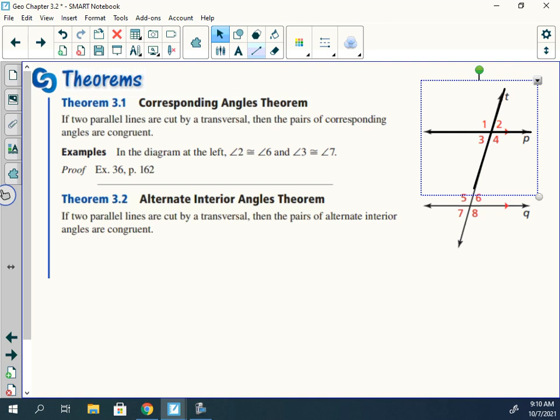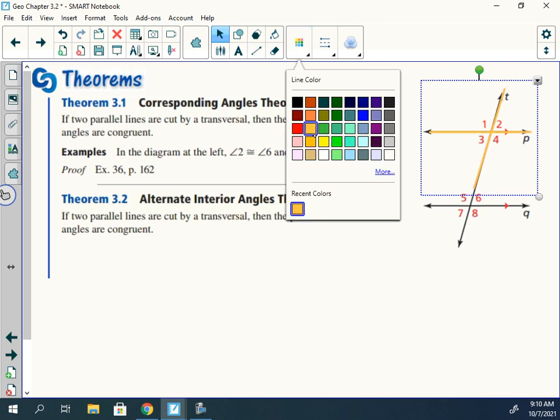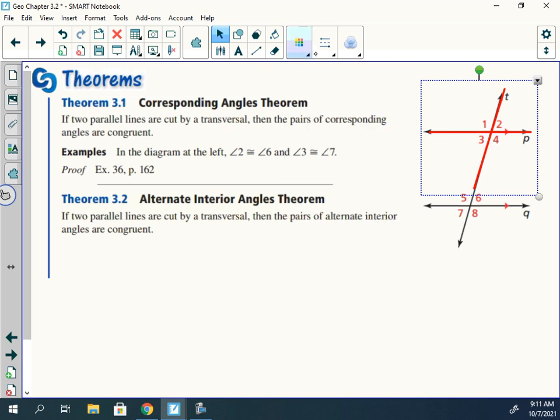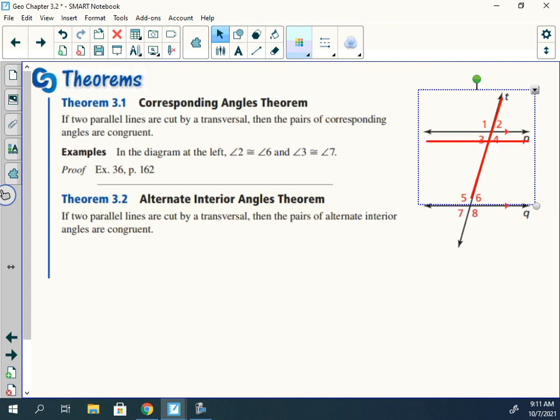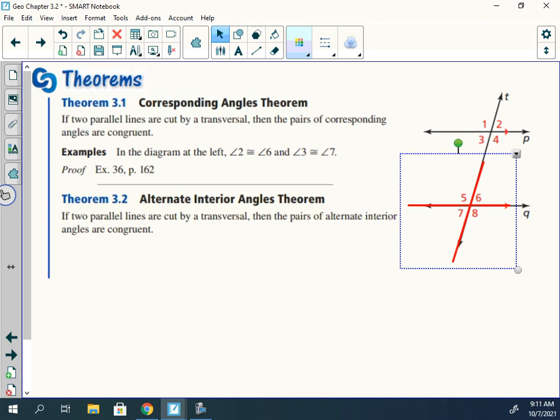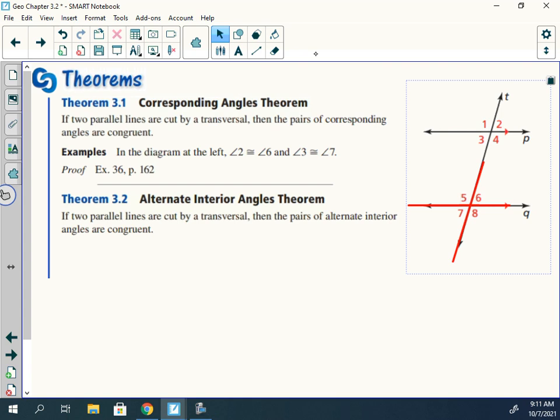So those two lines there, these two lines, color them red, make up the angles 1, 2, 3, and 4, yes? Well, if I move this down, doesn't that match up exactly? So the corresponding angles would be congruent. So that means for us that 1 and 5, 2 and 6, 3 and 7, 4 and 8 are all going to be congruent to each other.